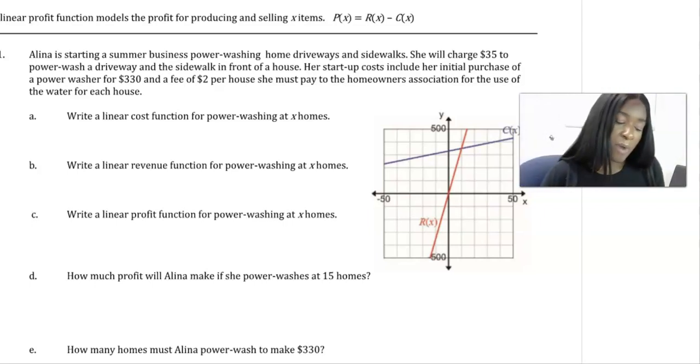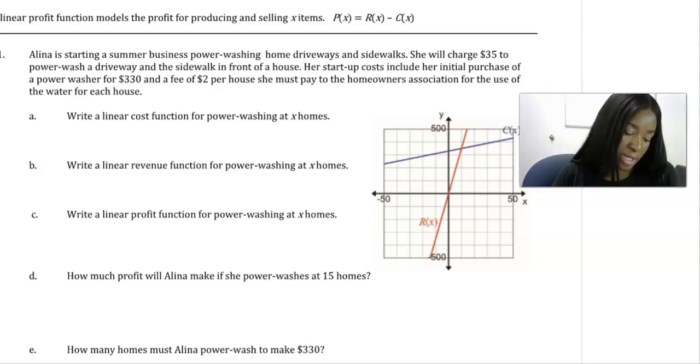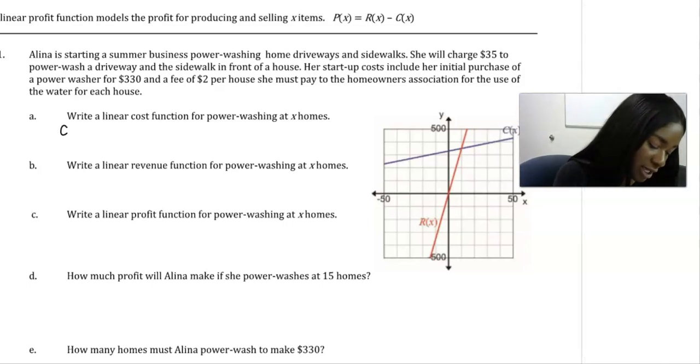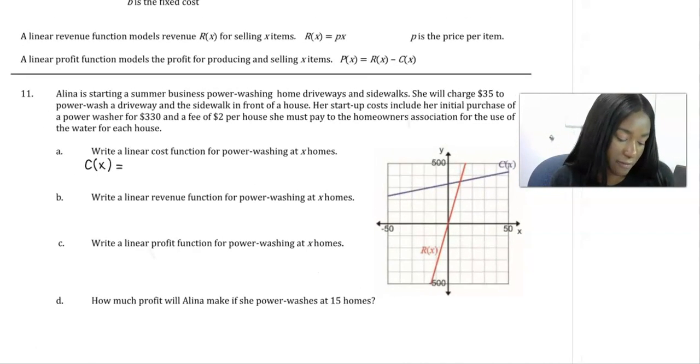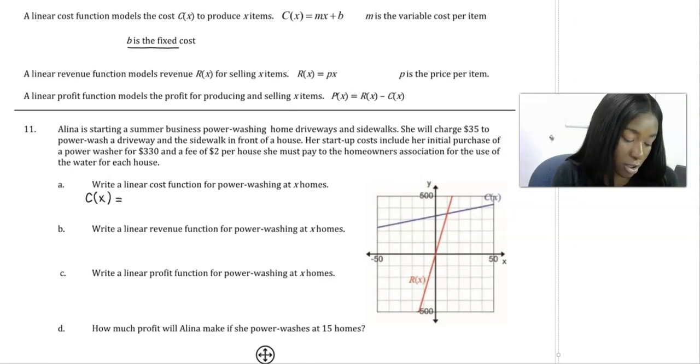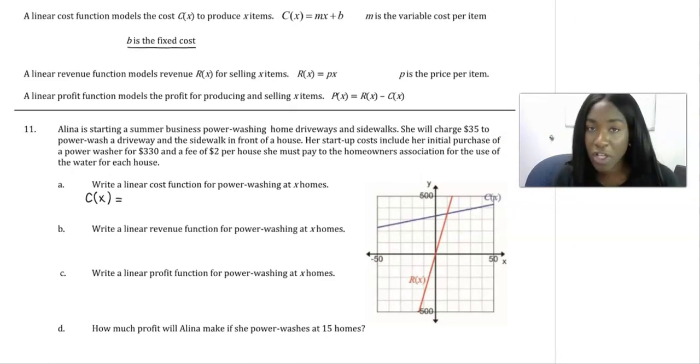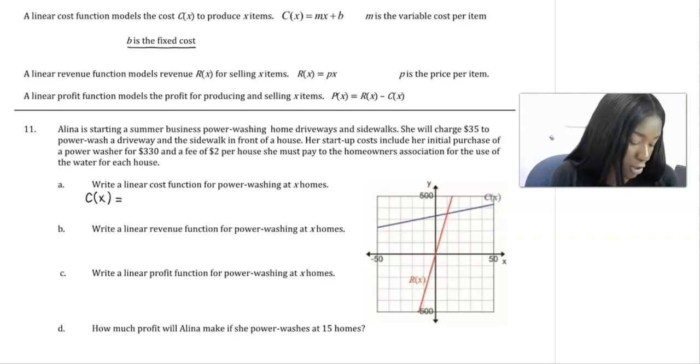So let's start looking at some questions here. Part A, write a linear cost function for power washing x homes. So how much does it cost her to power wash x number of homes? I'm going to start off with C of x because the cost varies depending on how many homes she washes. First things first, she definitely has a fixed cost. She will certainly pay $330 before she power washes a single home, because she can't power wash a home if she doesn't have the power washer, and she has to buy the power washer. So I'm going to add in a $330 right here. I'm just putting it at the end to match this format.